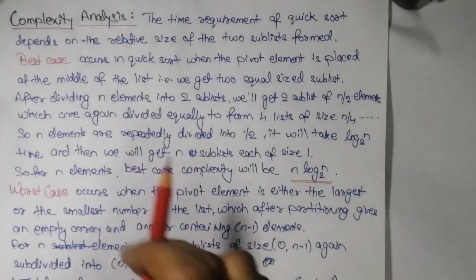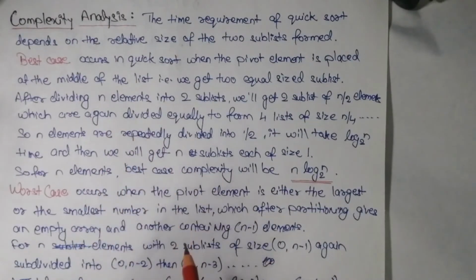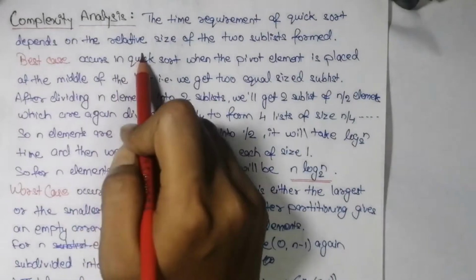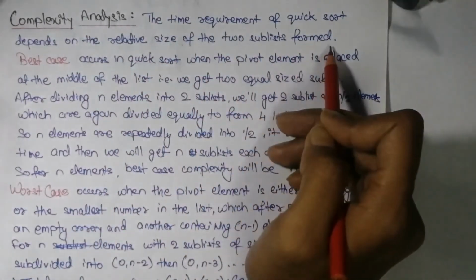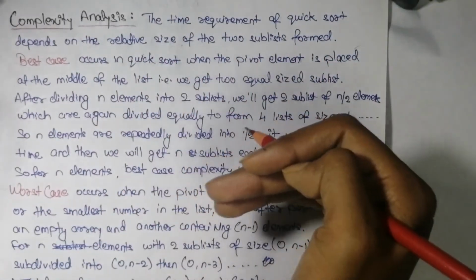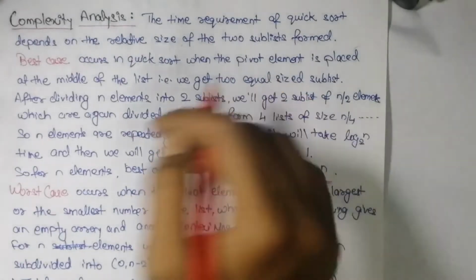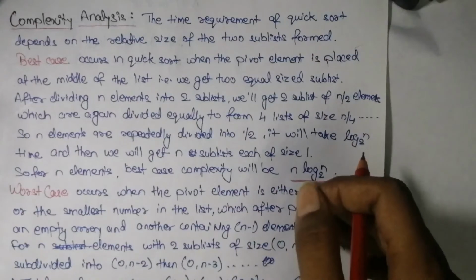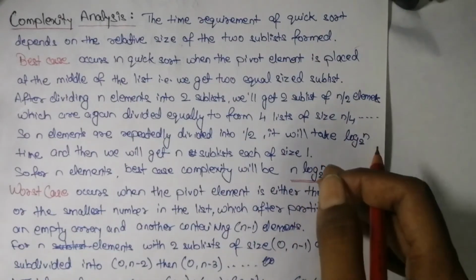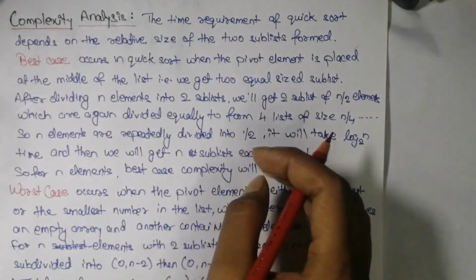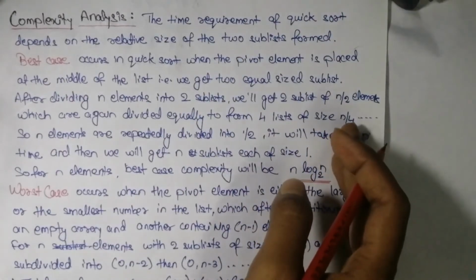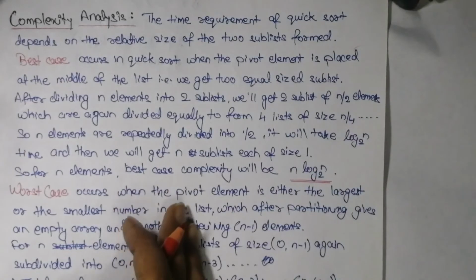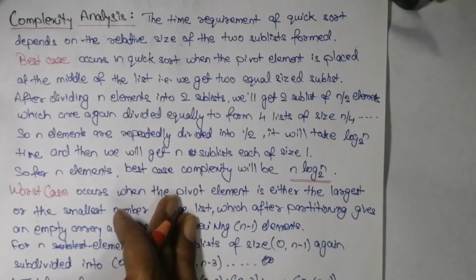Now let's see the complexity of this quicksort technique. So the time requirement of quicksort depends on the relative size of the two sublists formed. We can say that the partition is balanced if the size of the two sublists will be equal or almost equal, and the speed of the sorting algorithm in that case will be fast. The partition is unbalanced when one sublist is much larger than the other one. In that case, the sorting operation becomes slower.